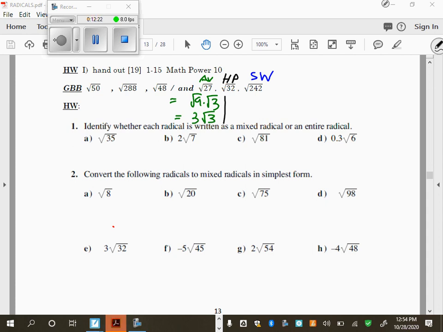Anybody? Radical 16, radical 2. Perfect. Which equals? Radical 2. Perfect.